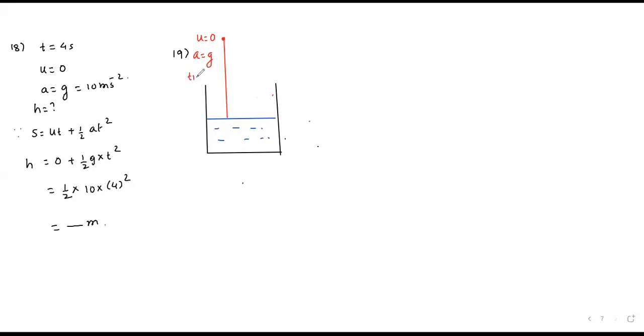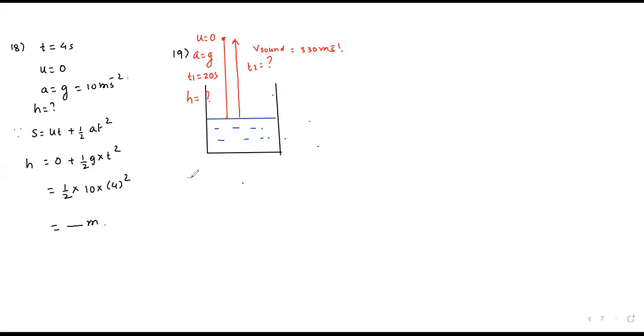T1 is given. How much? It is 20 seconds. हमें displacement ढूंढना है, which is the question. And second, when it strikes this surface, sound is produced. That sound will take time t2 to reach the source from the top. T2 is the time t. For that, velocity of sound is given. How much? It is given as 330 meter per second.